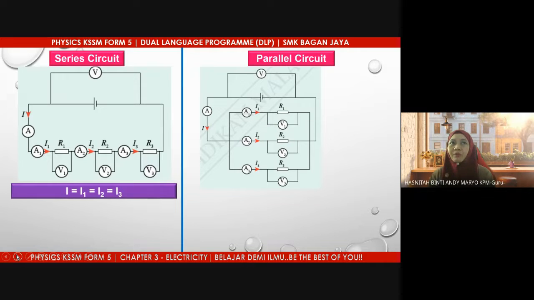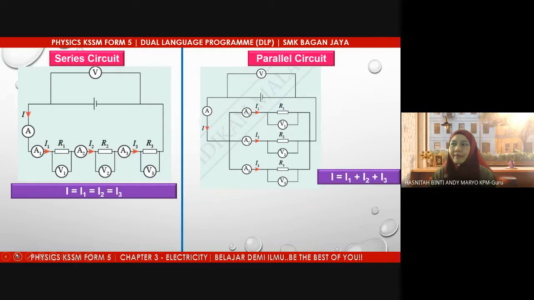So how do we find I, V, and R in Ohm's law formula for series and parallel connection? For series, how to determine the current flow in the circuit? It is given by I equals I1 equals I2 equals I3. It means that the current flow in a series circuit is the same at any point along the conductor. I give you an example. If the ammeter here reads 5 ampere, then 5 ampere of current flows to the first conductor, 5 ampere also flows through the second conductor, and 5 ampere flows to the third conductor.